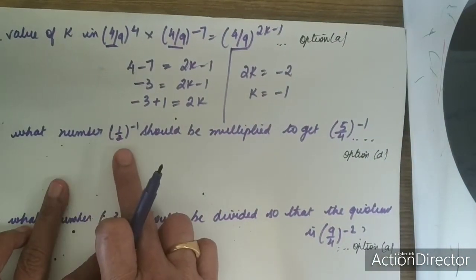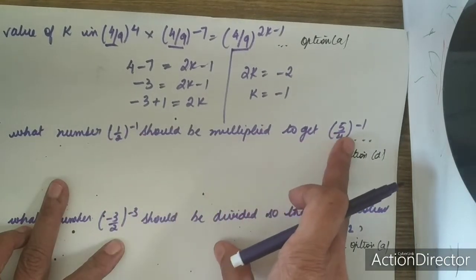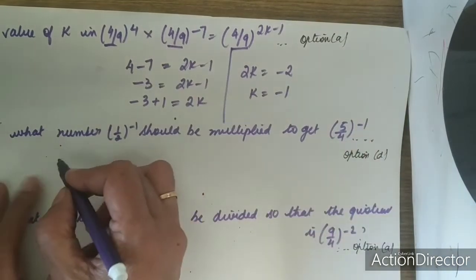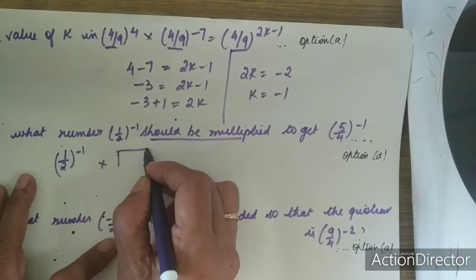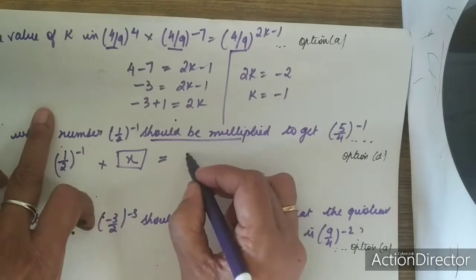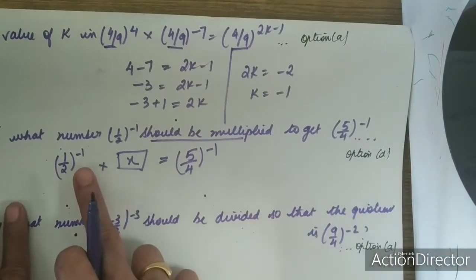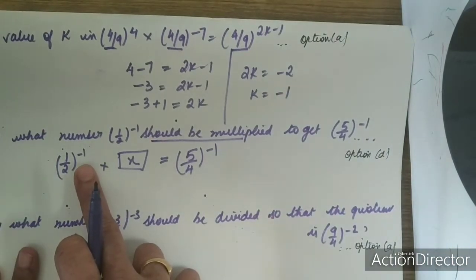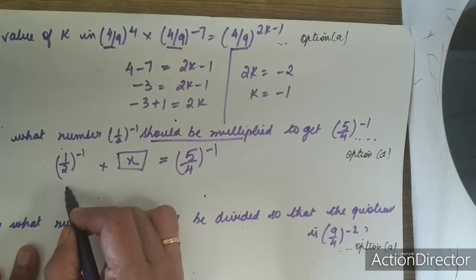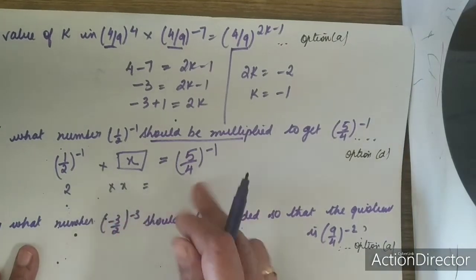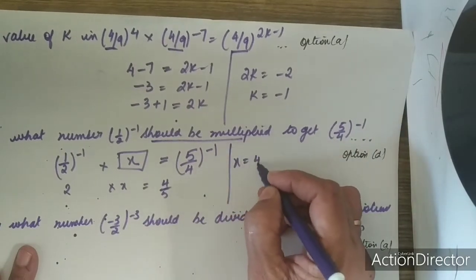By what number (1 by 2) whole raised to the power of minus 1 should be multiplied to get (5 upon 4) whole raised to the power of minus 1. So first you write (1 by 2) whole raised to the power of minus 1 should be multiplied. So second number you take it as x, which is equal to (5 upon 4) whole raised to the power of minus 1. So as you know, whenever there is a negative power, first step is always to make it positive. You make it positive by reciprocaling the number. So what is the reciprocal of 1 by 2? It is 2 into x. So what is reciprocal of 5 upon 4? It is 4 upon 5. Or x is equal to 4 upon 5.